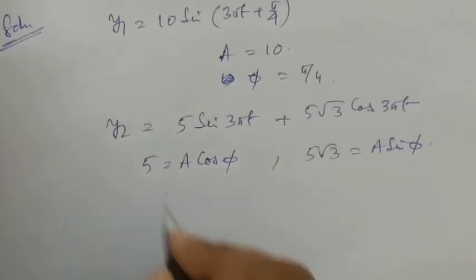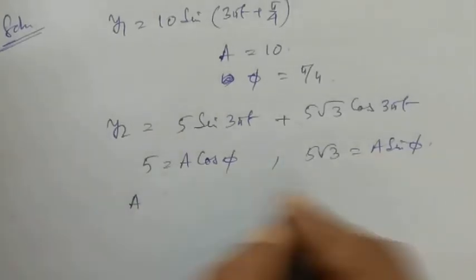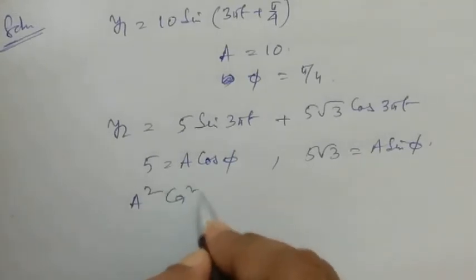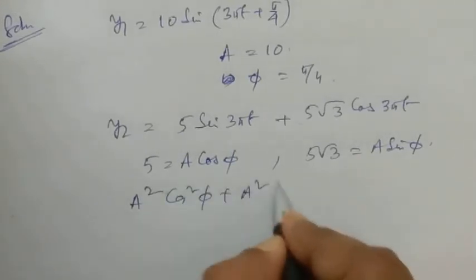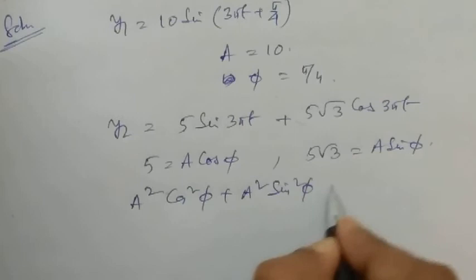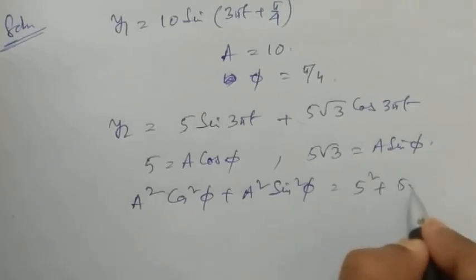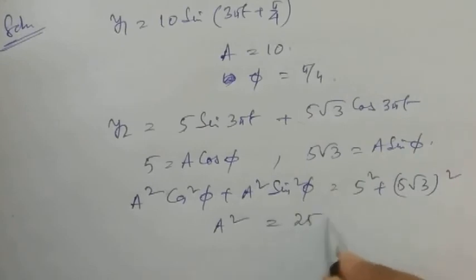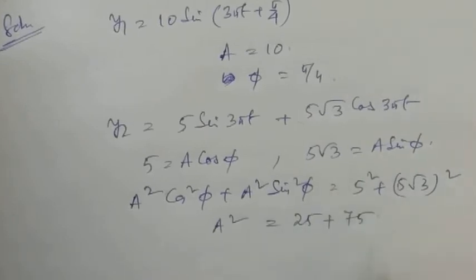Now squaring the two equations and adding them, we get A square cos square phi plus A square sine square phi is equal to 5 square plus 5 root 3 whole square. So how much is this? Take A square common. So cos square phi plus sin square phi is equal to 1. So 25 plus 75. That means 100. That means A is equal to 10.